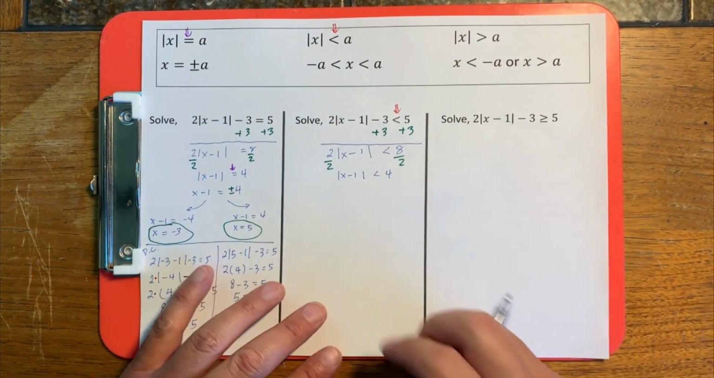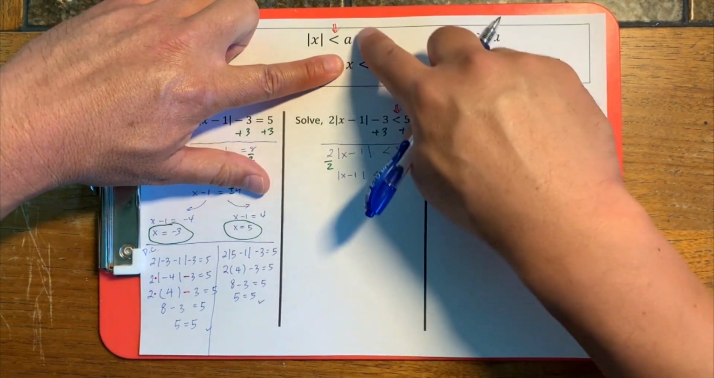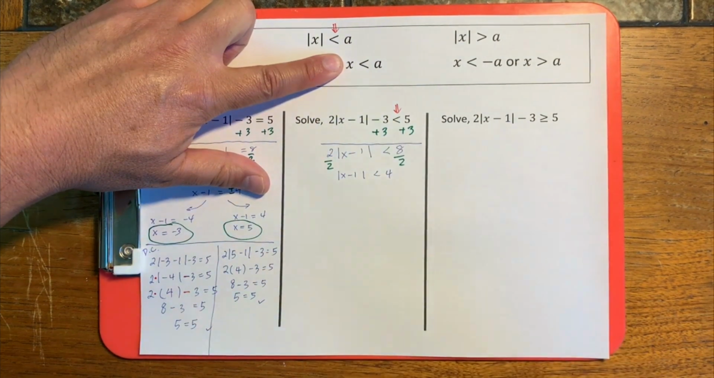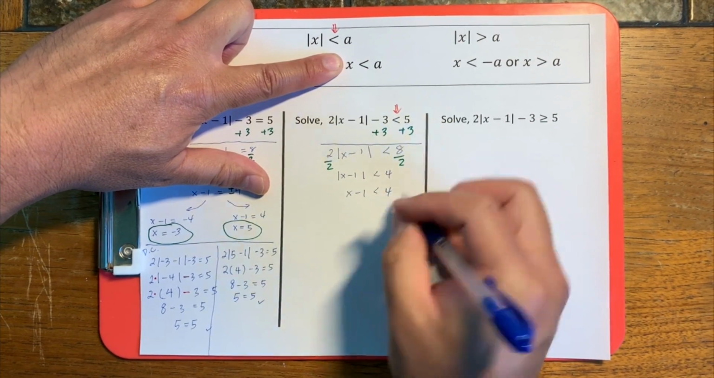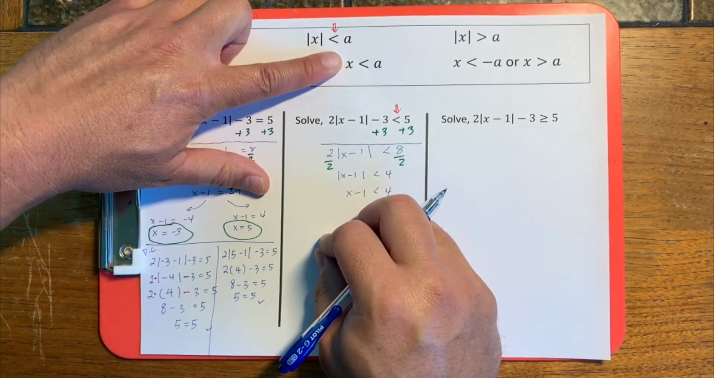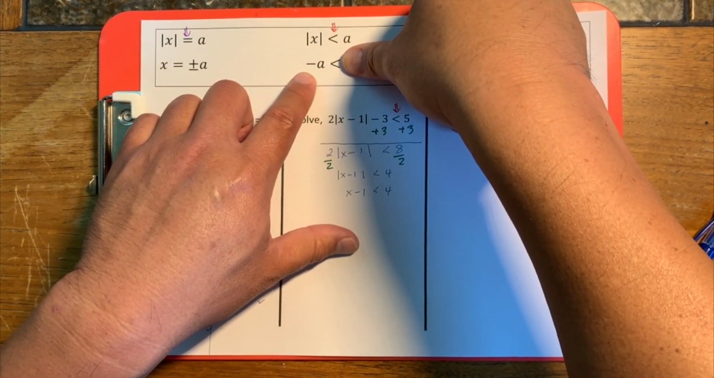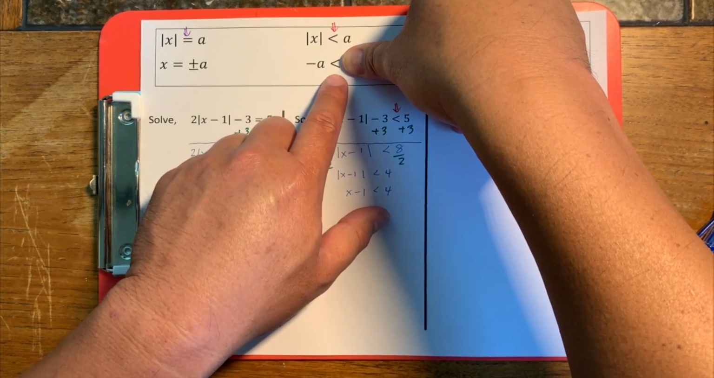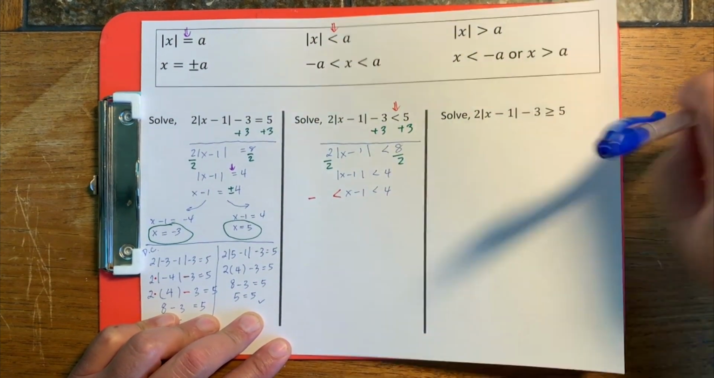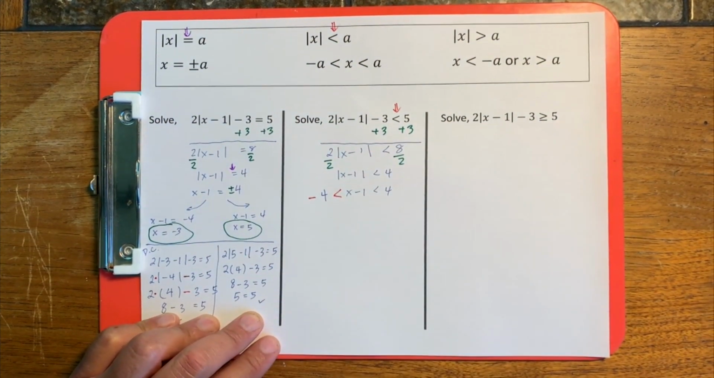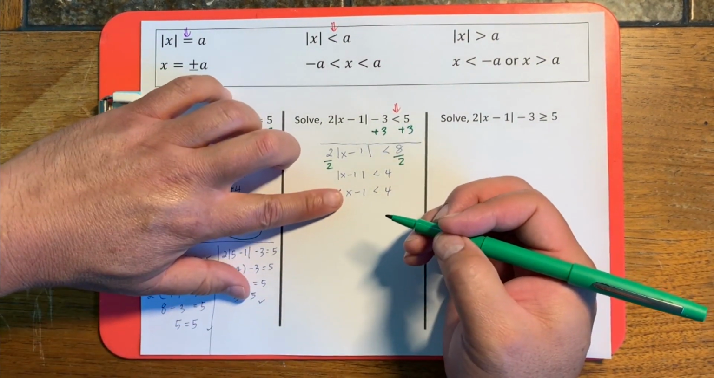Okay. Now, let's look at this pattern. You can see that this part looks the same as that part with just no absolute value. So let's do that. We have x minus 1 is less than 4. We just remove the absolute value. Now, the additional part is this over here. We have to add the negative of that constant on the right side and the less than. So we're going to put a negative and a less than 4 on this side.